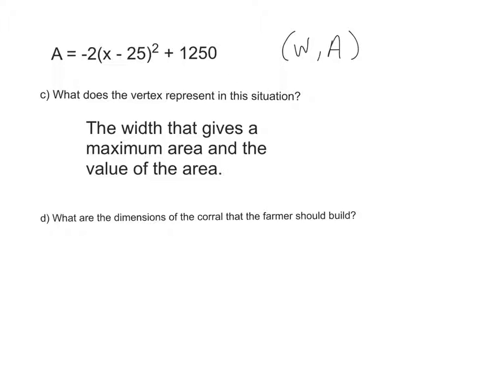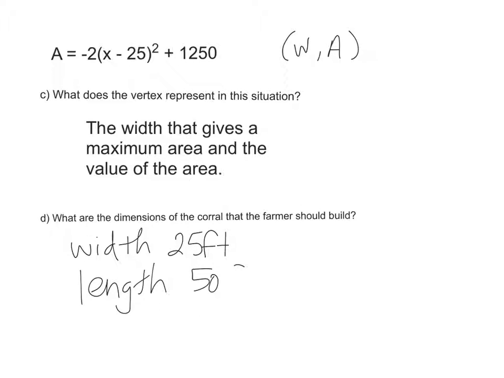What are the dimensions of the corral that the farmer should build? What should the width be to maximize the area? The width should be 25. And what about the length? How'd you get 50? 100 minus 2W. 100 minus 2W was the length, so 100 minus 2 times 25. Or you could also look at what the maximum area is. 1250, the width is 25, so when you divide you get 50, which is also kind of another way to check.